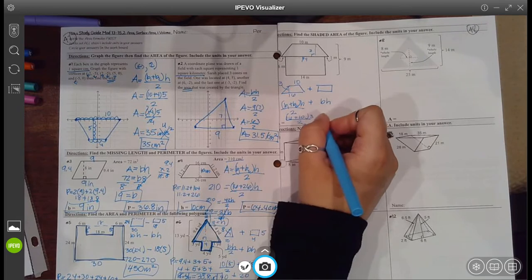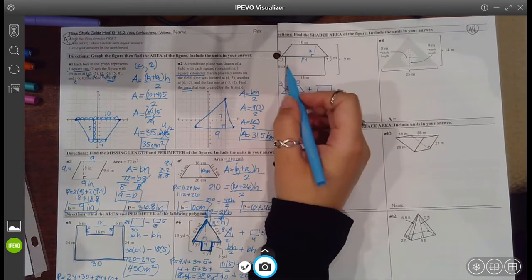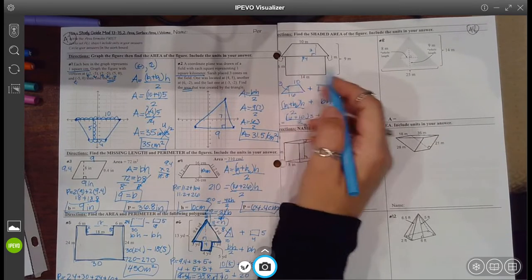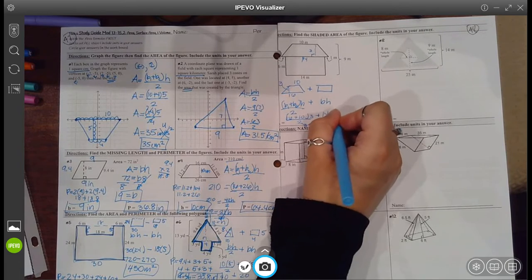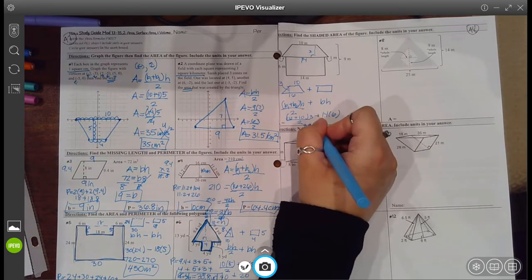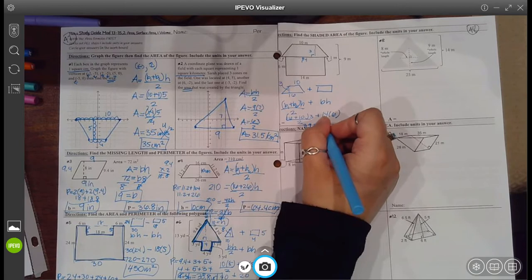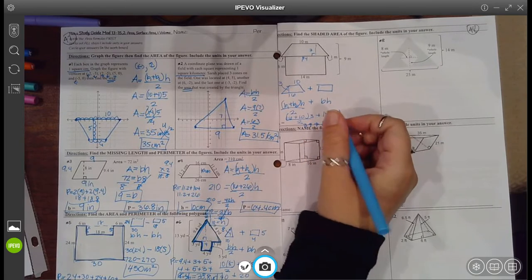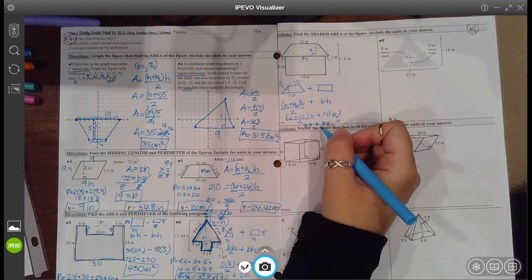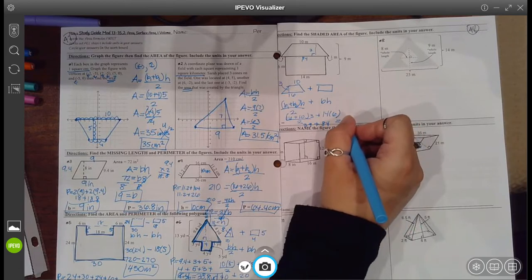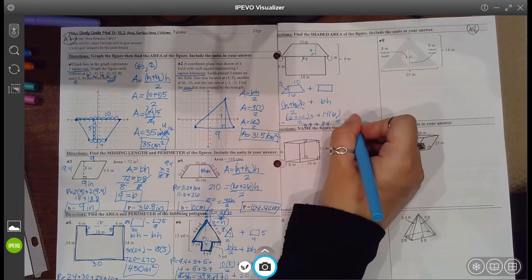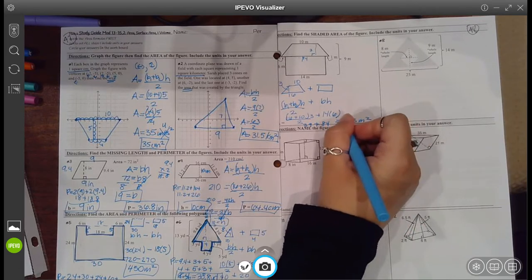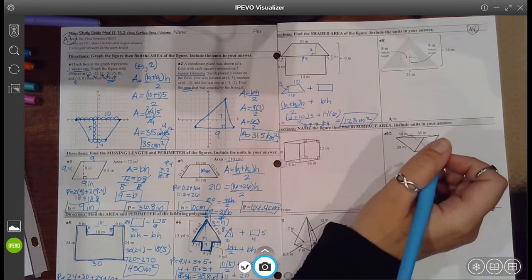And then for my rectangle, you have base times height. So 14 times 6. Type that into your calculator, and 14 times 6 is 84. When you add 39 plus 84, you should get 123 meters squared because you're finding the area.